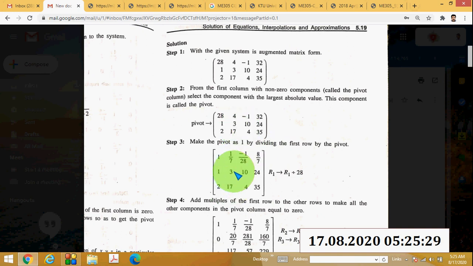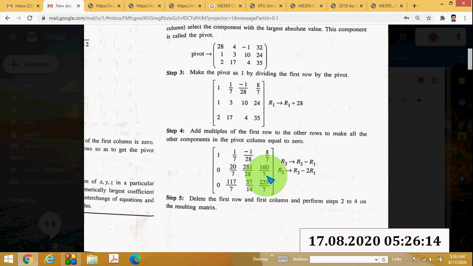Here I will apply some transformations. I will divide the first row by 28, that is R1 tends to R1 divided by 28. That is the first thing. 28 by 28 is 1. Then 4 by 28, then minus 1 by 28 and 32 by 28.